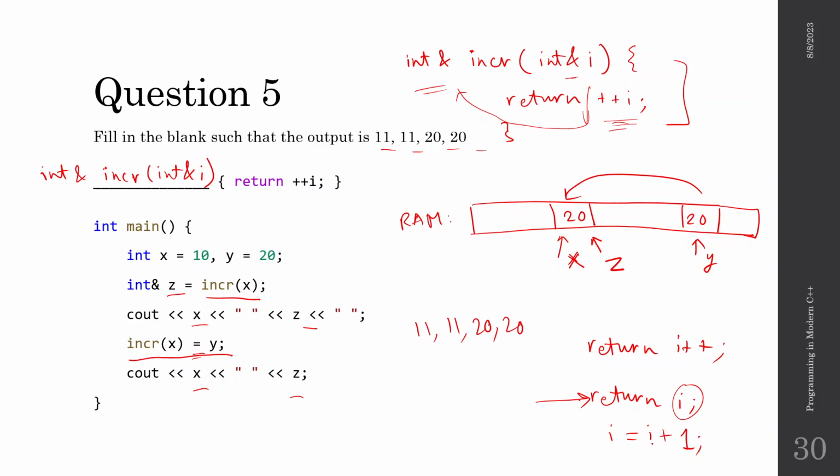So the issue could be that i here basically does not exist. That could be the error. Yes, of course, if you return by value, that error will not come.